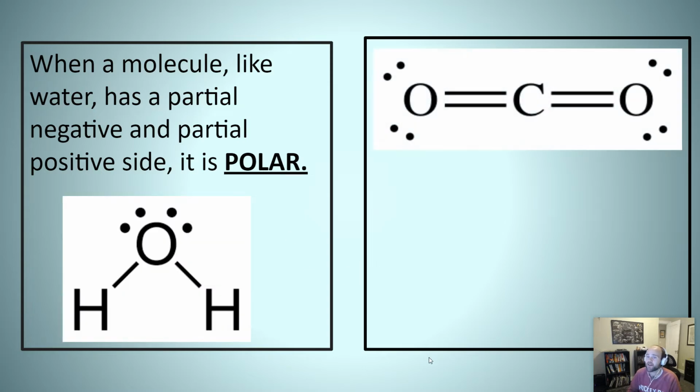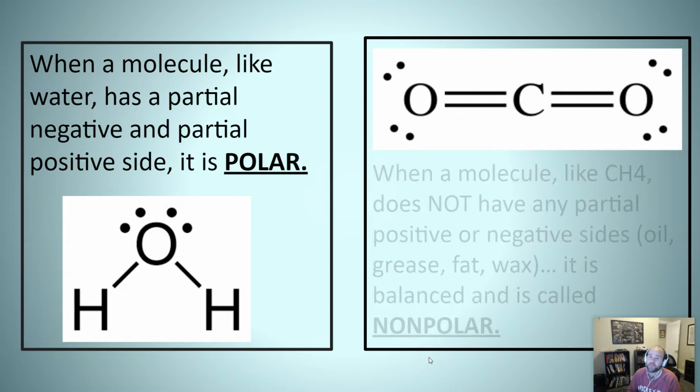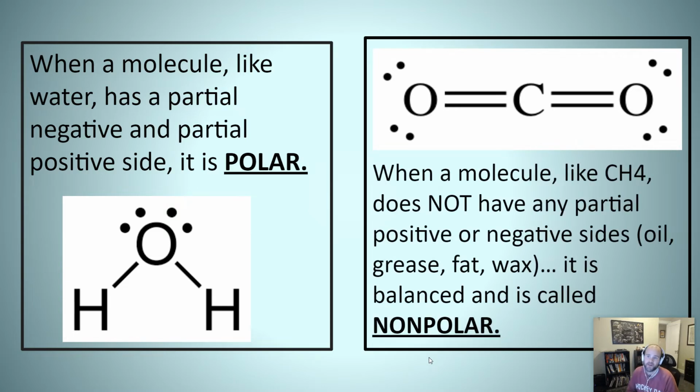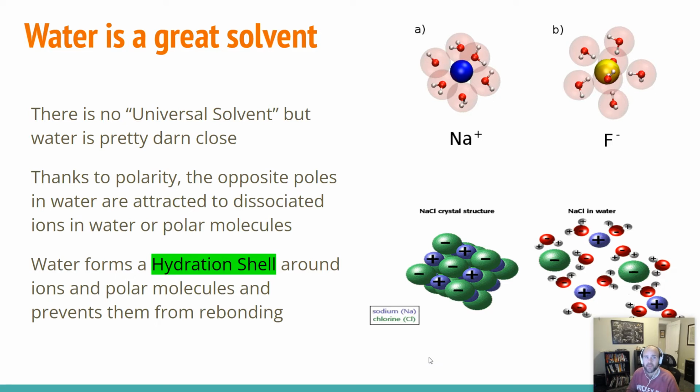Whereas something like carbon dioxide, because you're going to have opposite ends with the positive and negative sides, or like methane, you're going to end up with a non-polar molecule because there's not one side that's positive and another side that's negative. This allows for water to be a really great solvent. Now, water is sometimes referred to as the universal solvent. Technically, there's no such thing as a universal solvent, but water is really close. And that's because of that polarity.